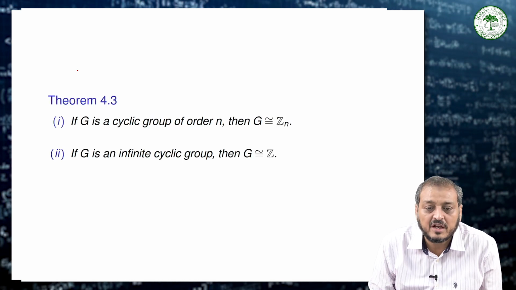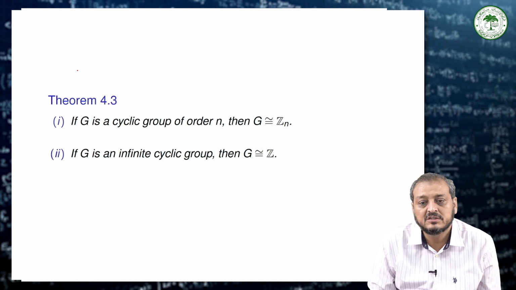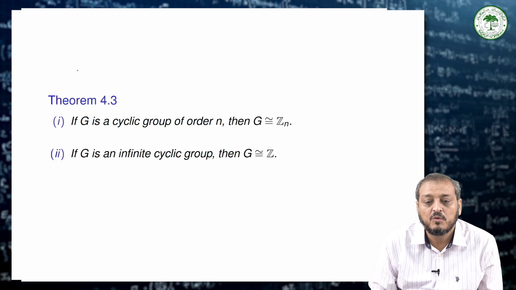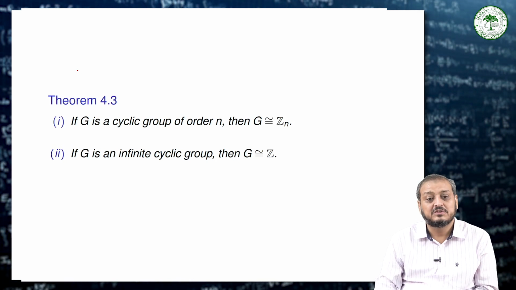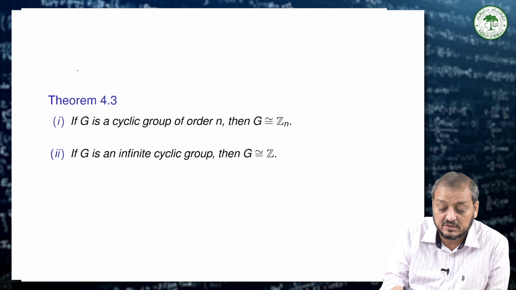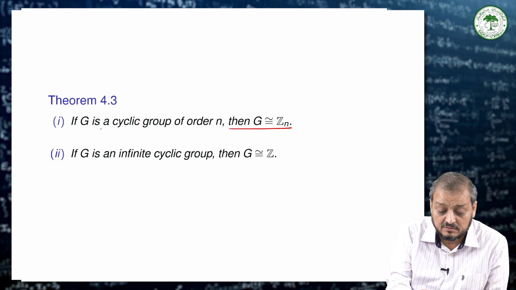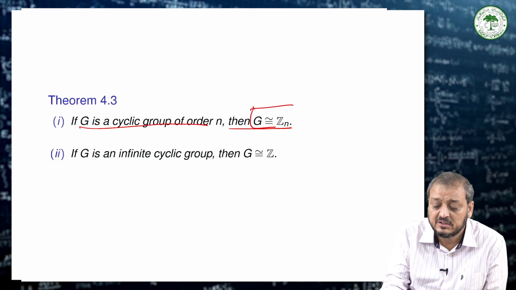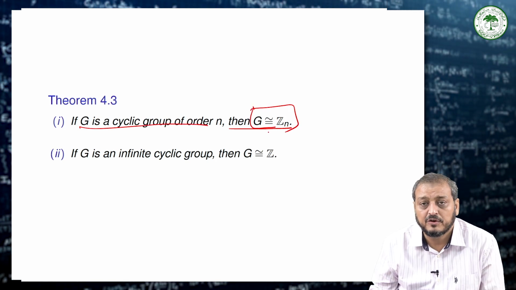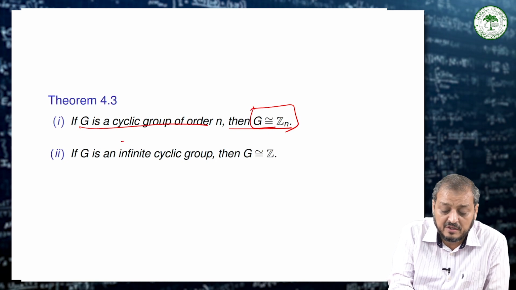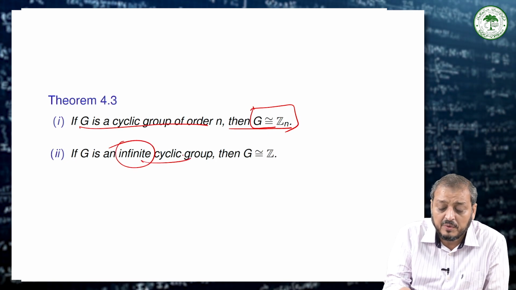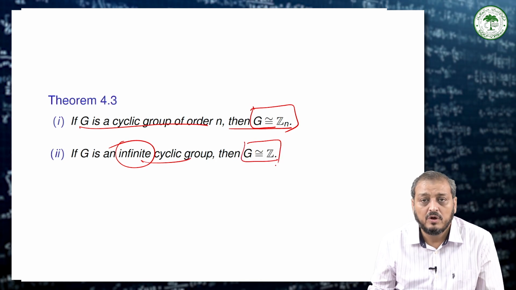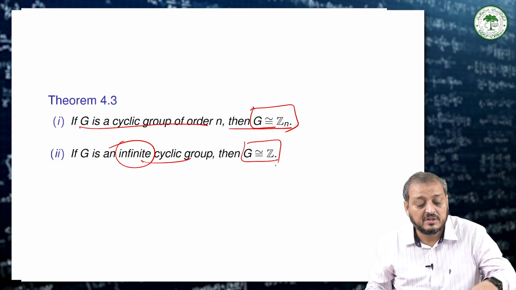So let G be a cyclic group of order n, then G is isomorphic to Zn. And if G is an infinite cyclic group, then G is isomorphic to Z. So these are the two important results. Whenever G is a cyclic group of order n, G is isomorphic to Zn. If G is an infinite cyclic group, then G is isomorphic to Z. Okay, so let's start with the first one.